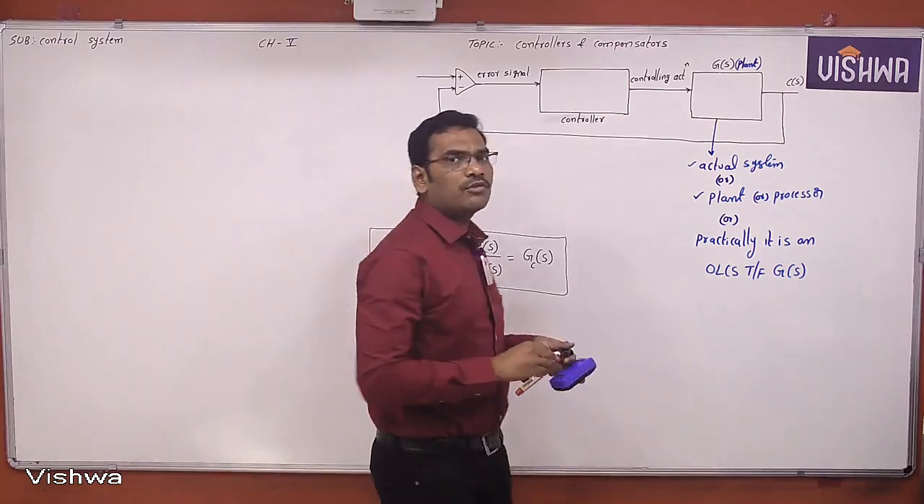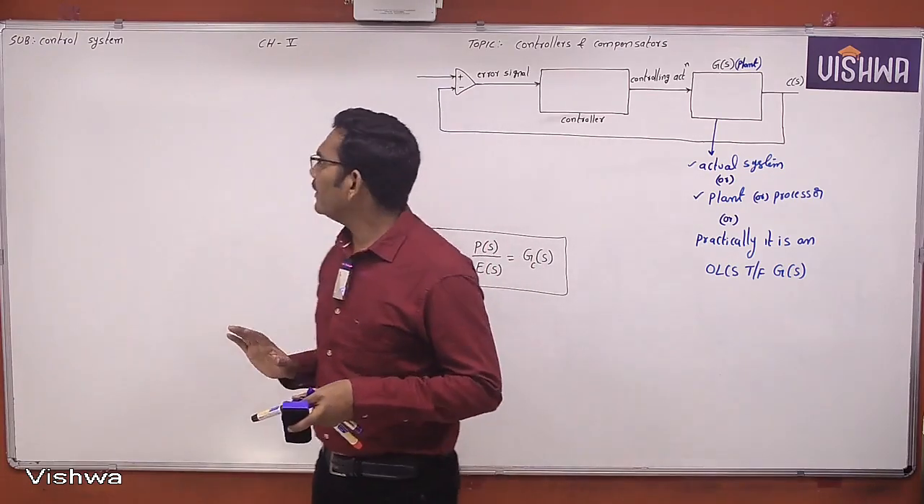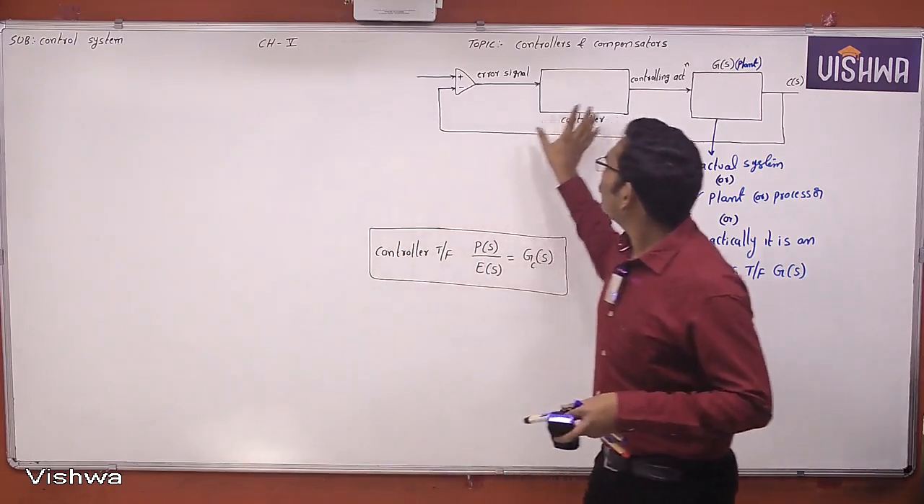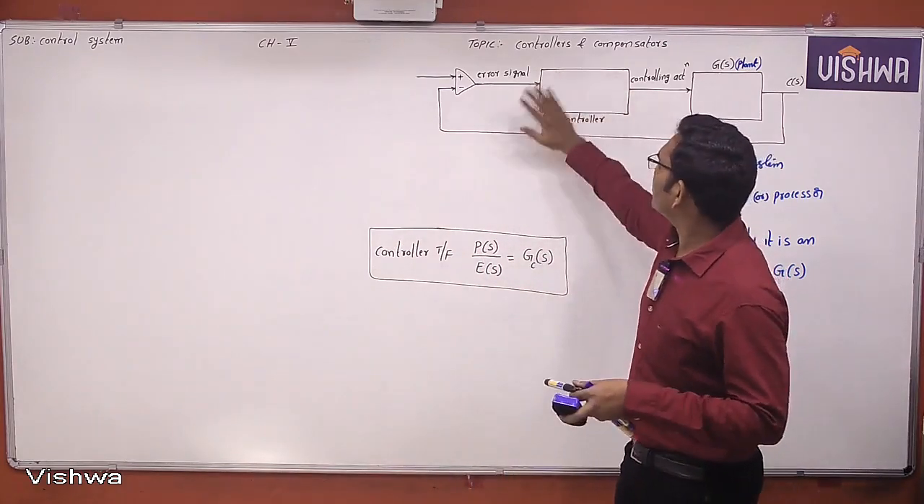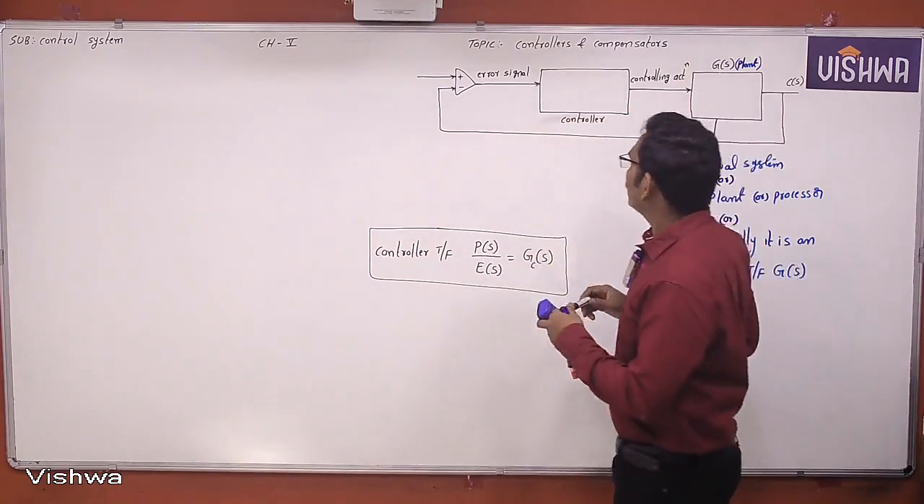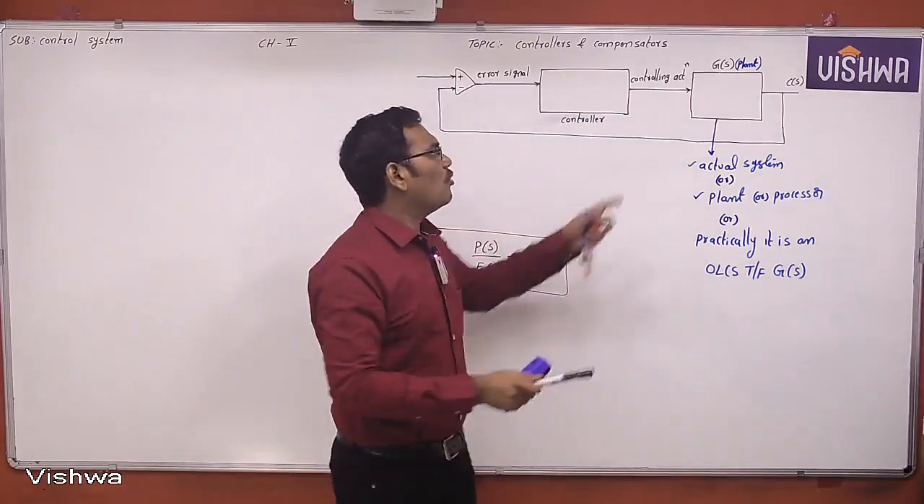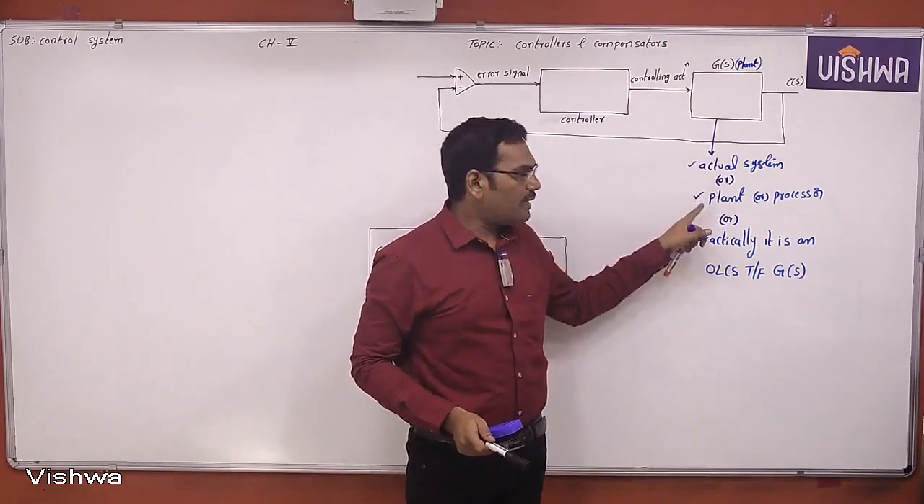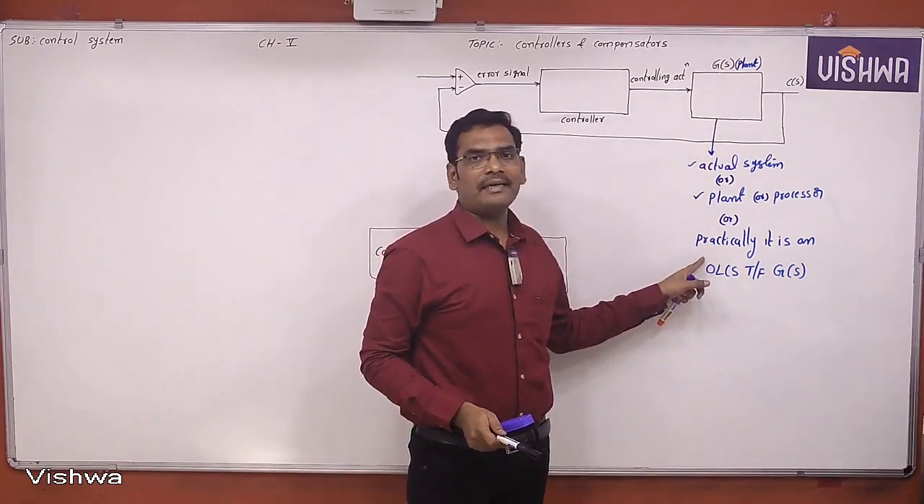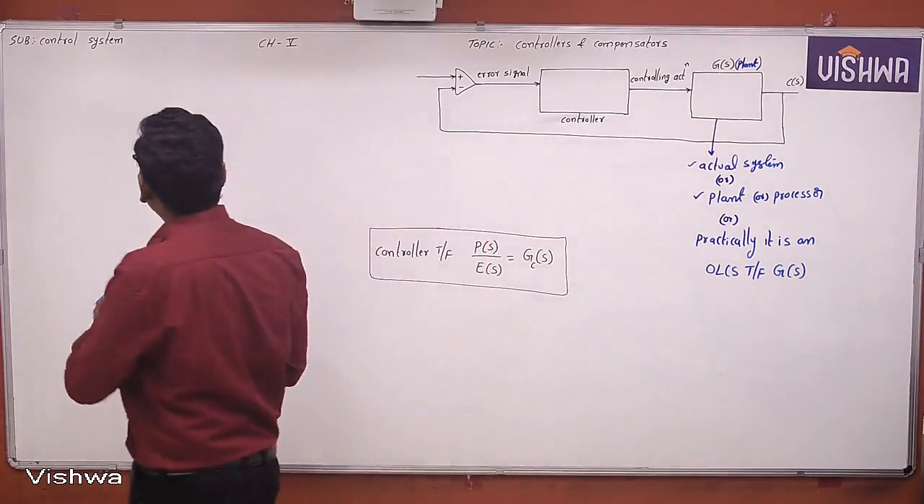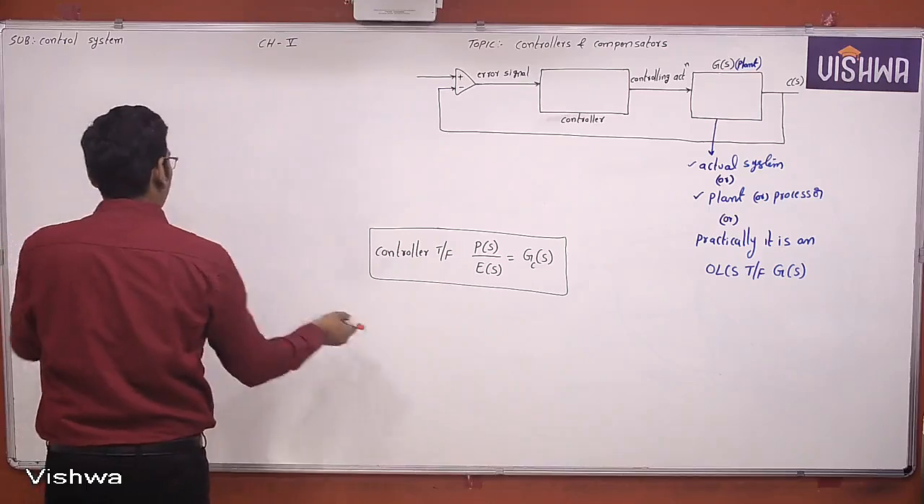Okay, now students, you just observe carefully. Now without this controller, which means remove this controller only. If there is no controller, then it is only the actual system, or only the plant, which is practically an open loop transfer function. Now, without controller, what is the block diagram?